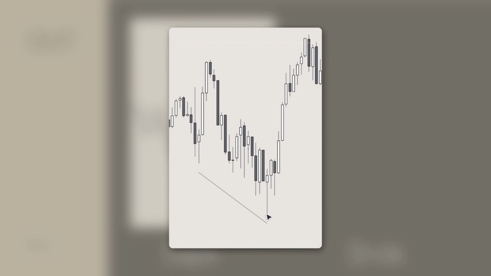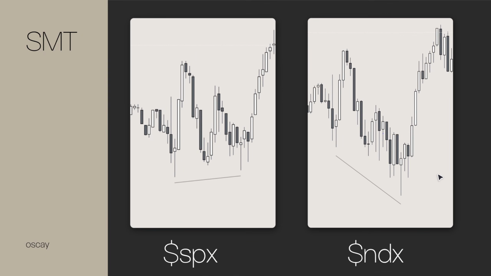Low, high, lower, low, higher, high. Does that make sense? This is a cheat code. This is a cheat code, if you know how to use it at the right times, in the right narrative.